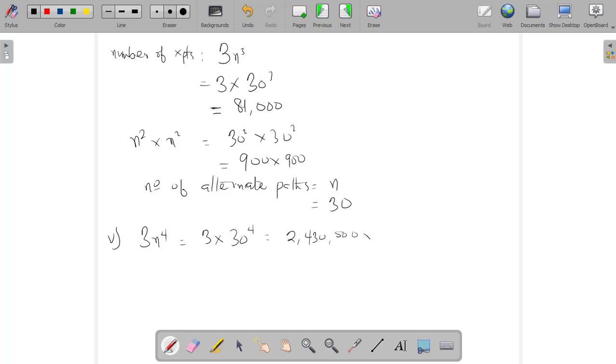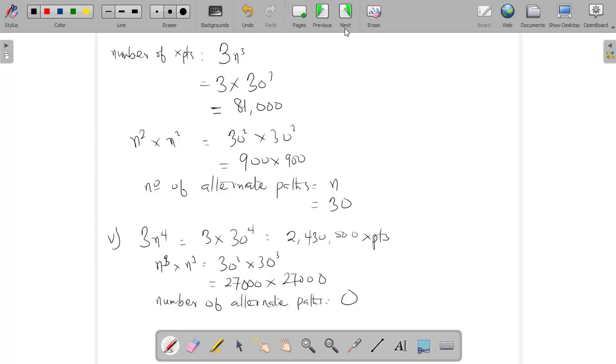2,430,000 cross points. Then the overall size of this three-stage matrix, including the distribution stage, is given by n cubed by n cubed, which is 30 cubed by 30 cubed. You can further simplify to 27,000 by 27,000. And then the number of alternate paths, since it's a distribution network, there is no alternate path added, and so our number of alternate paths is effectively 0. So let's move to the next question.